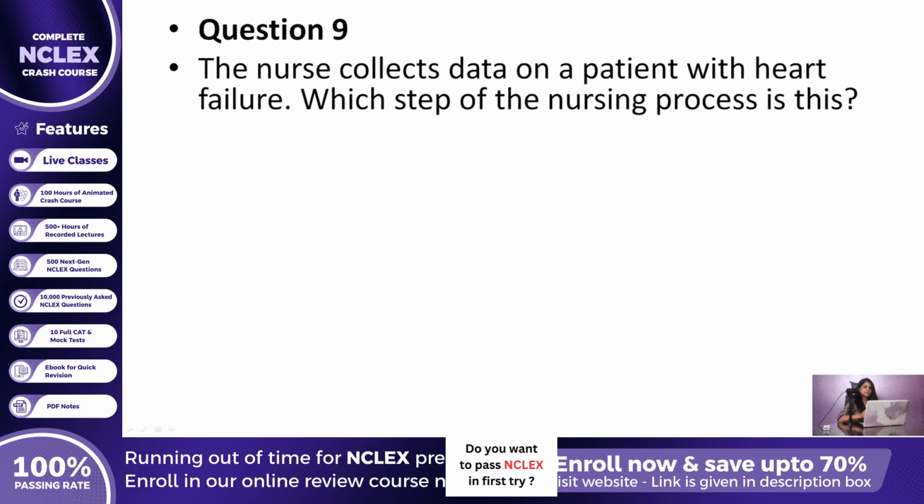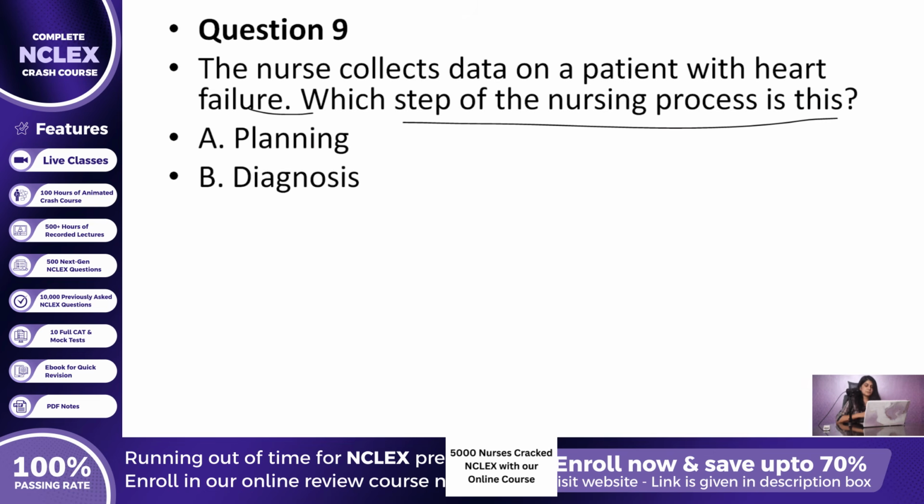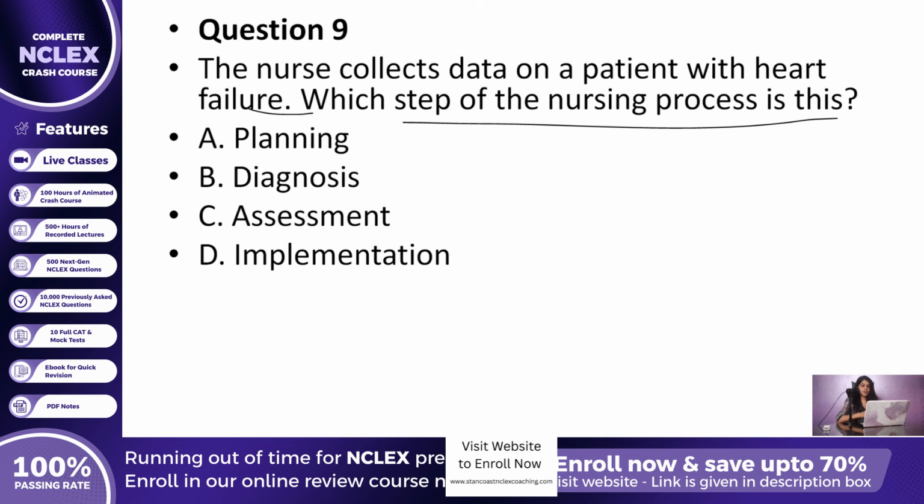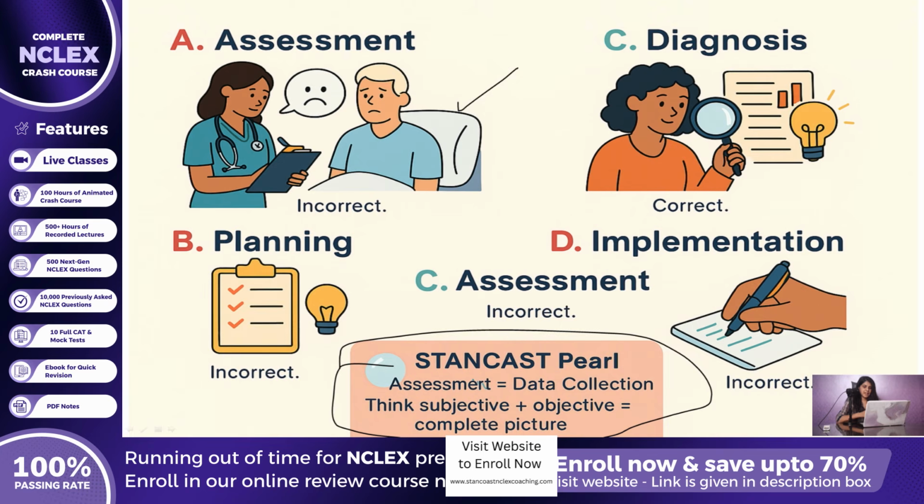Now to question 9. The nurse collects data on a patient with heart failure. Which step of the nursing process is this? Option A, planning. Option B, diagnosis. Option C, assessment. Option D, implementation. The correct answer is option C, assessment. Gathering subjective and objective data always comes under assessment. Planning happens after, diagnosis analyzes data, and implementation involves action. The Stancoast pearl is simple. Assessment equals data collection.